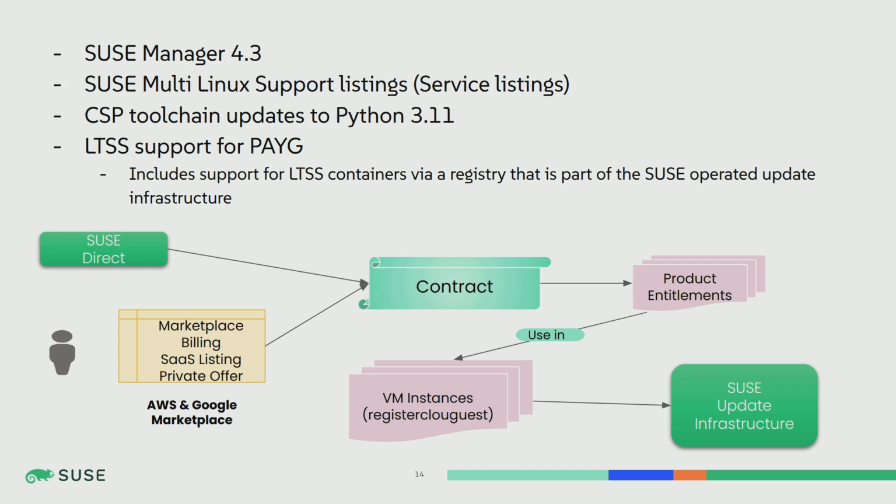What also happens when you're doing this process is that you will get a container registry set up. When you have LTSS support, you also are eligible to access LTSS container builds that we make available. And these will then also come from the update infrastructure. So that's another thing that we added last year, which is registry support in the update infrastructure.